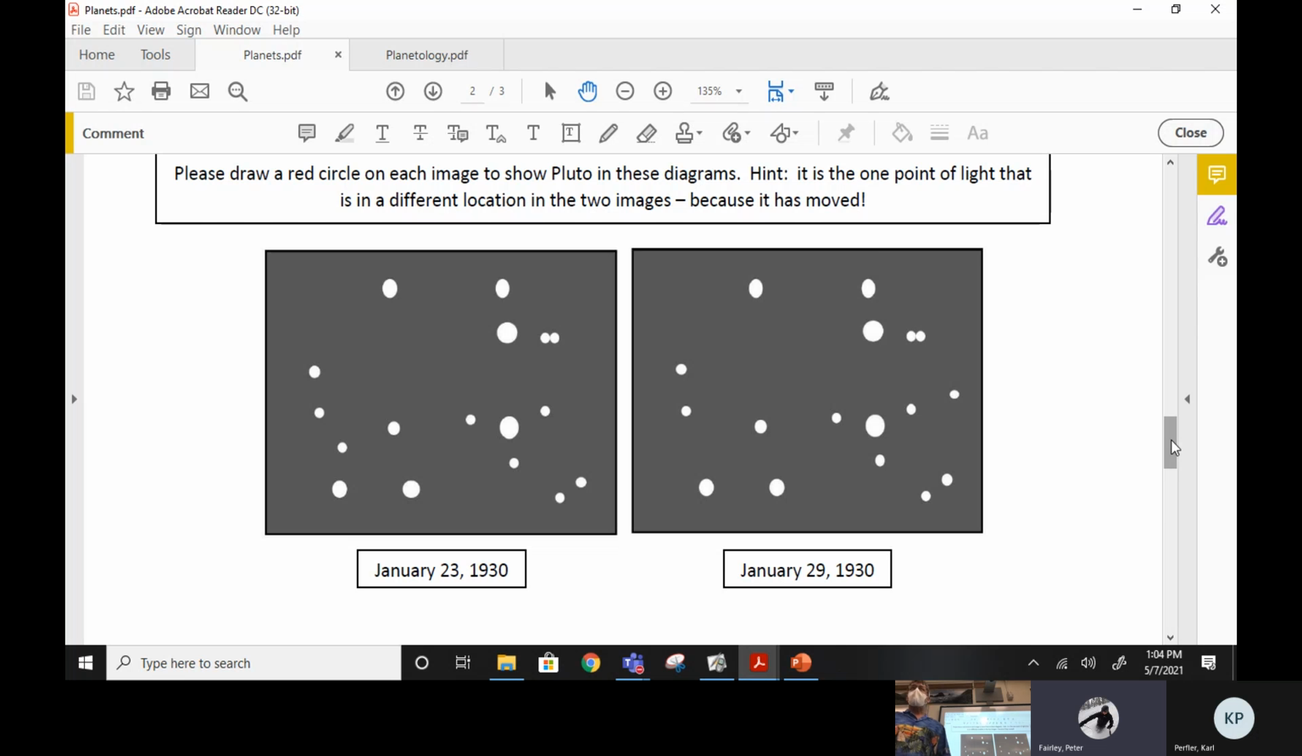When you're done with that, go back to question 4, because basically you've done the same process that an astronomer would use to find a planet, or a comet for that matter.